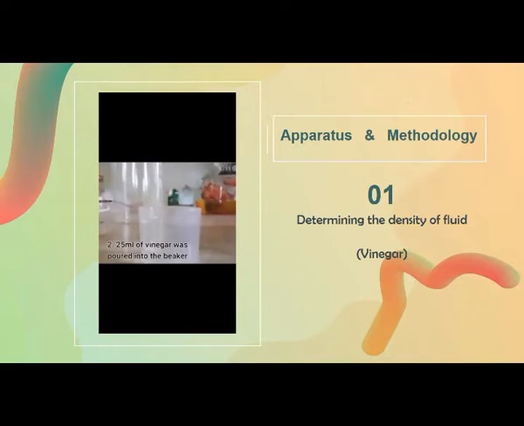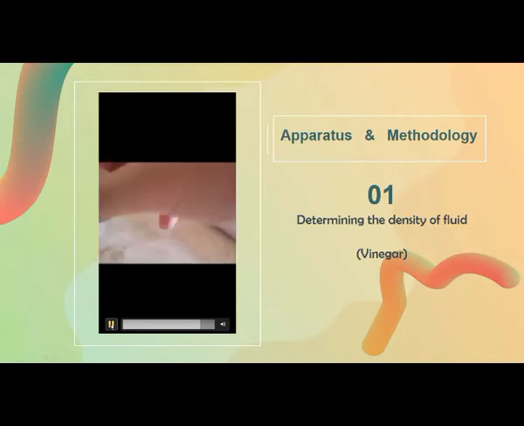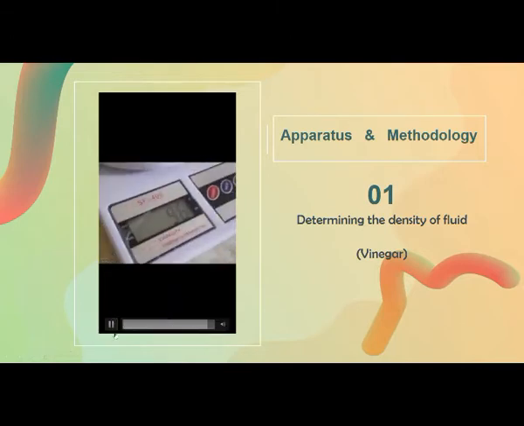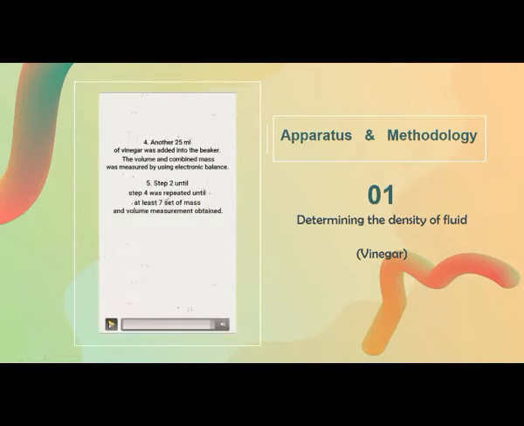Next, 25 ml of vinegar was poured into the beaker. For the third step, the volume of liquid was recorded and the combined mass was measured by using an electronic balance. Then another 25 ml of vinegar was added into the beaker. The volume and combined mass were measured by using an electronic balance.